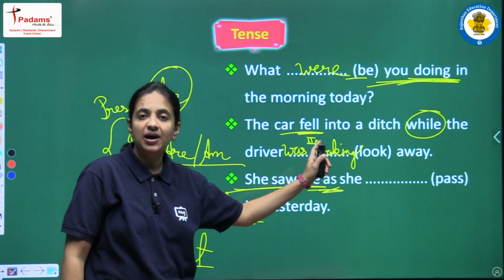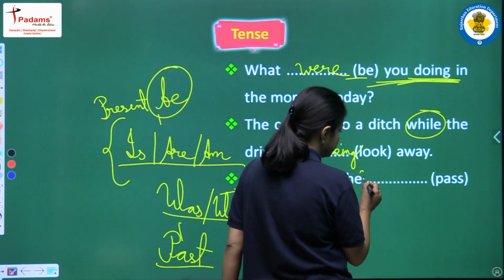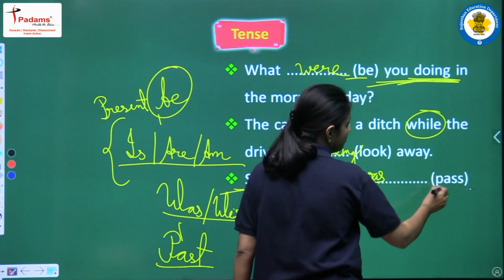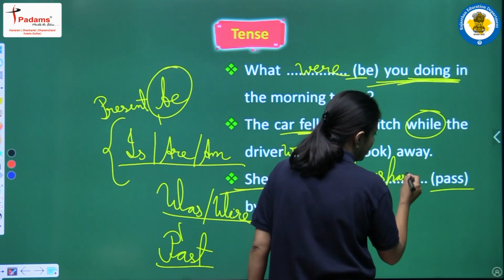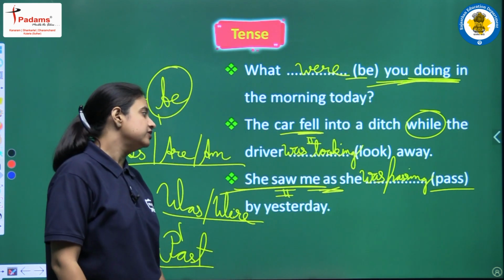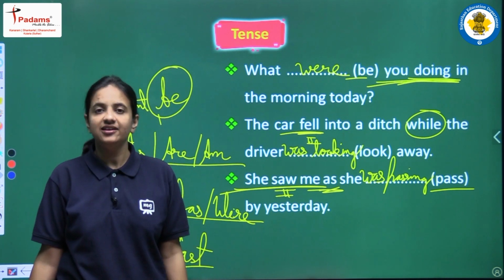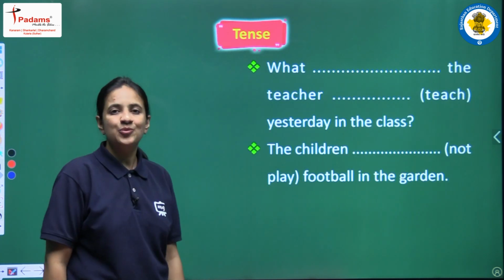And now we will write past continuous tense. She is a singular subject, so first of all, as a helping verb we will use was. Past plus ing, it will be passing. So the sentence will be, she saw me as she was passing by yesterday. Okay. Next, some more examples.